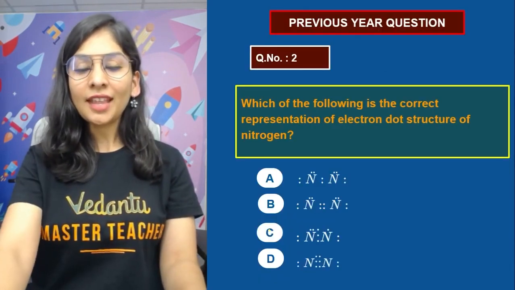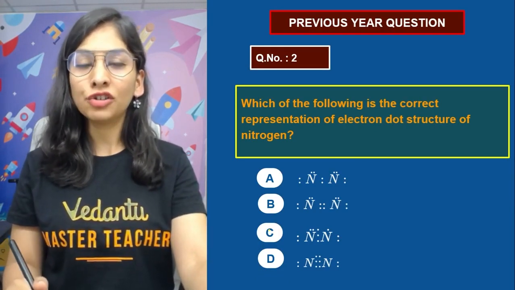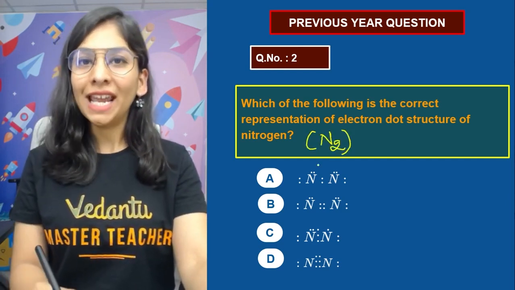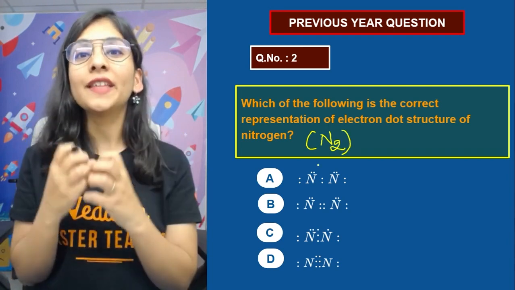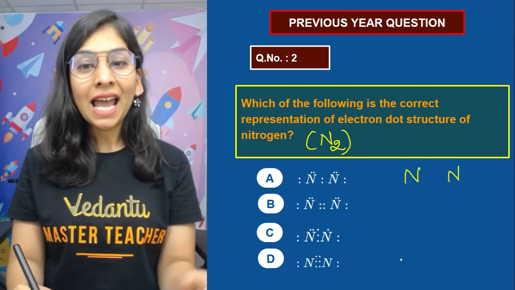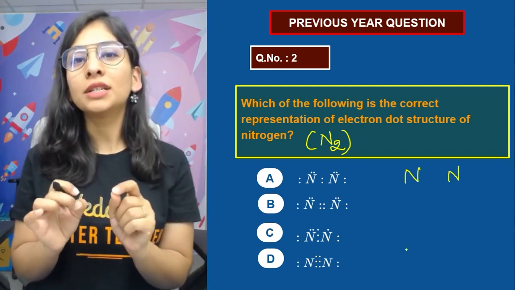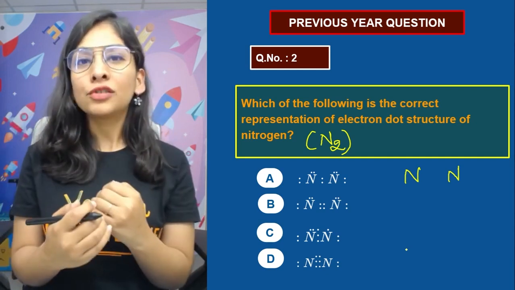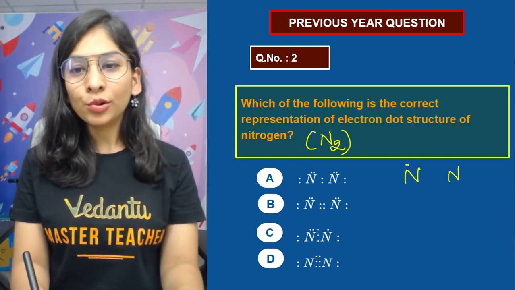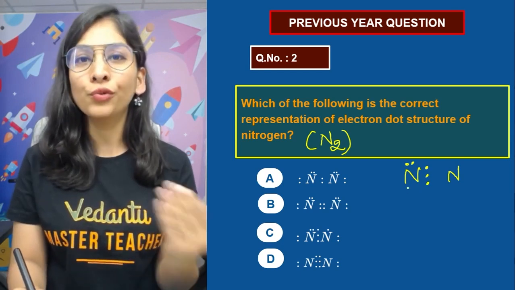Okay, the next question is: which of the following is the correct representation of the electron dot structure of nitrogen? You know that nitrogen we represent in the form of N2, two nitrogen atoms sharing their electrons. Why? Non-metals believe in sharing of electrons. And dot structure means the valence electrons are represented in the form of dots, and they share electrons with each other just to follow the octet rule, just to achieve stability. So my nitrogen has 5 valence electrons. I hope you'll agree with me because the configuration is 2, 5.